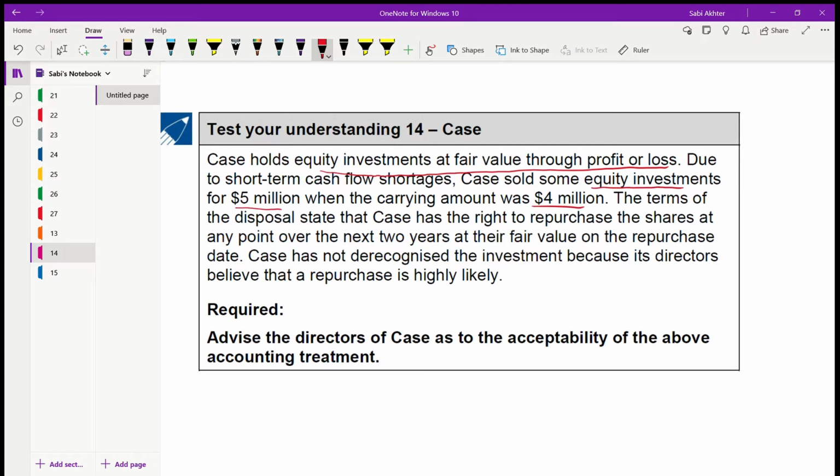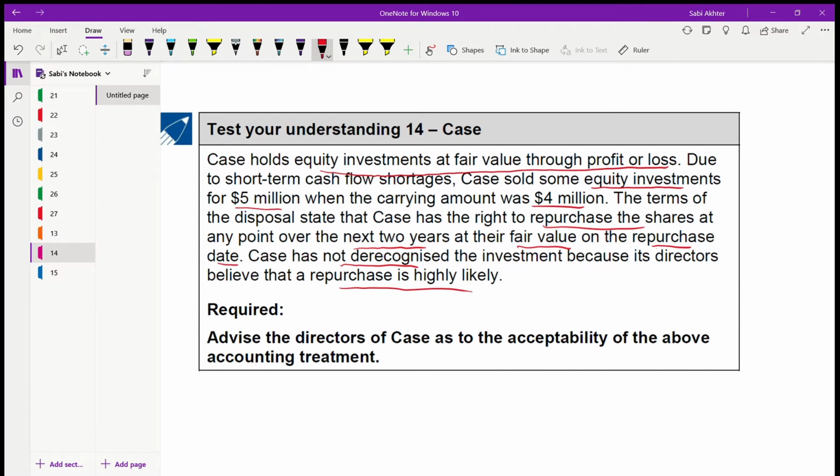The terms of disposal state that Case has the right to repurchase shares at any point over the next 2 years. They can repurchase it over the next 2 years at their fair value on the repurchase date. Case has not derecognized the investment because his directors believe the repurchase is highly likely. Now you need to advise the directors of Case as to the acceptability of the above accounting treatment. Is it acceptable to derecognize or is it not acceptable to derecognize? You need to now advise.